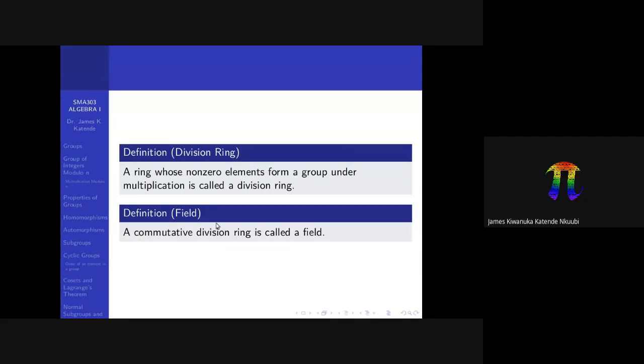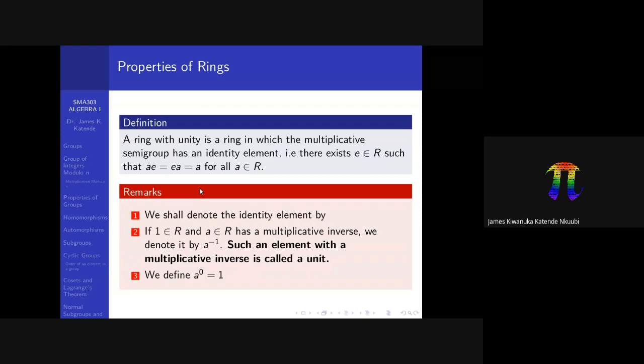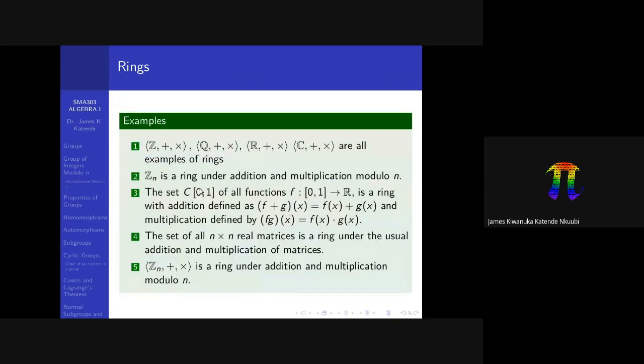So again, we can illustrate that using our examples. In all these examples up here, the multiplicative identity is just the usual number 1 itself. So these are all rings with identity. The same is true for Zn. Zn is also a ring with identity.